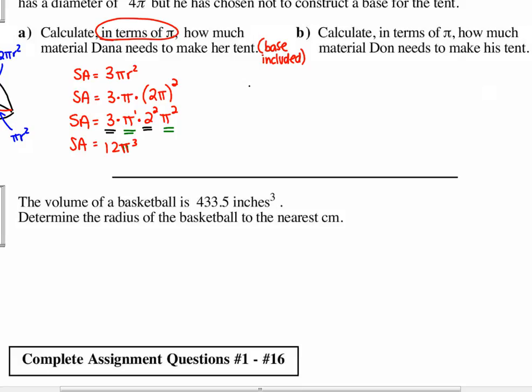Base included or not included? No base. So what would be the formula of the hemisphere with no base? 2 pi r squared. I do not need to add the extra pi r squared on the bottom. 2 pi times, what's the radius? 2 pi to the power of 2.